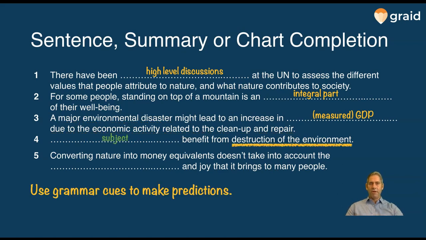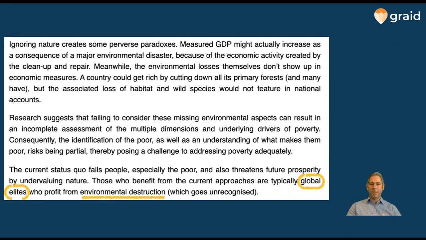We move on to number 4. Again, we're going to use a grammar cue to help us make a prediction. What's missing in this sentence is the subject. So this means when I scan for the keywords destruction of the environment, it's quite likely that the answer I'm looking for will be before destruction of the environment or a similar term. So I scan for destruction of the environment, and I can see at the bottom of this page environmental destruction, so paraphrased with a different part of speech. Or it's just phrased the other way.